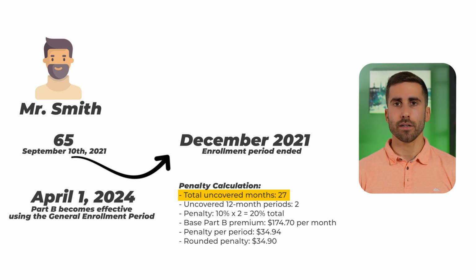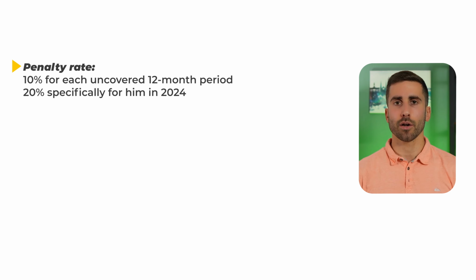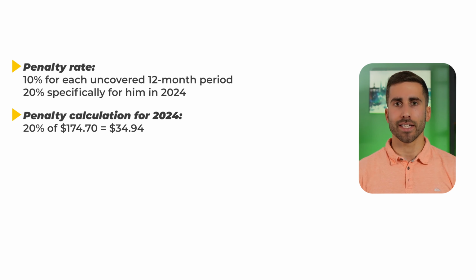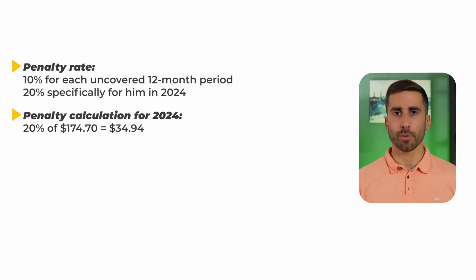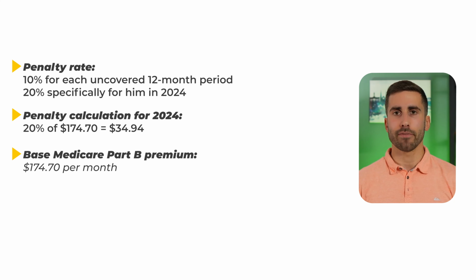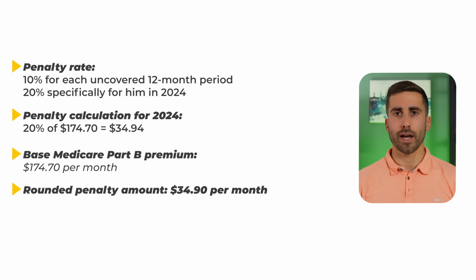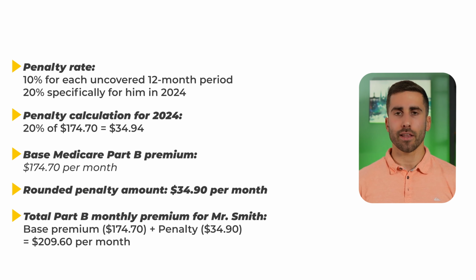So in his case, the penalty amount would then be 10% for each uncovered 12-month period, or it would be 20% for him. In 2024, this 20% penalty would be multiplied by the base Medicare Part B premium of $174.70 per month. So in this case, that would be 20% of $174.70, which equals $34.94. Now this is then rounded to the nearest 10 cents, which gives you a final penalty amount of $34.90 per month, which would then be added to the $174.70 per month premium for Part B.